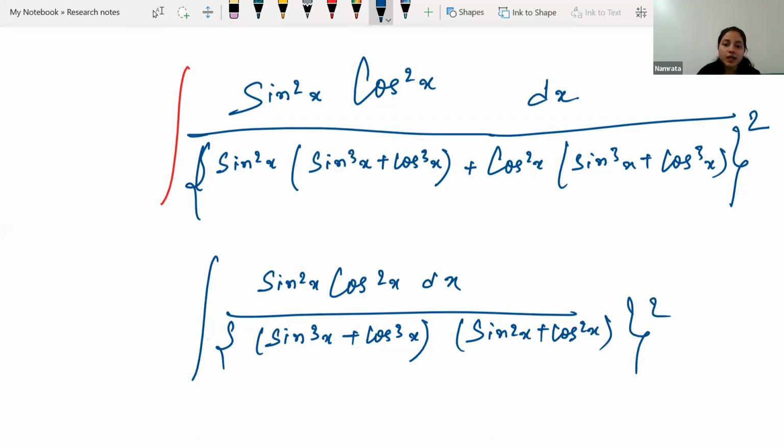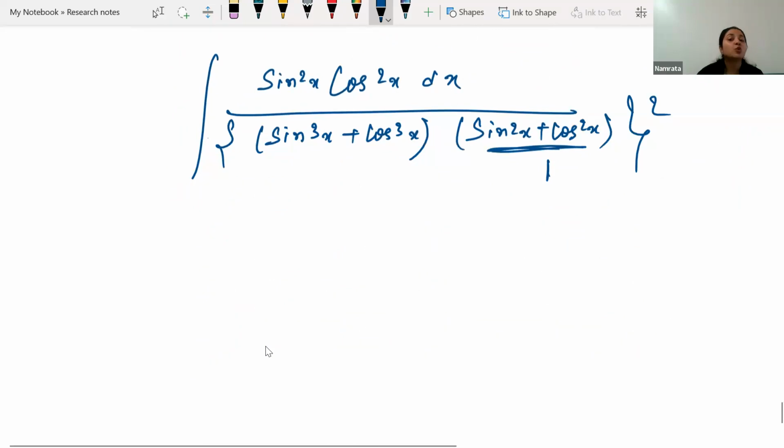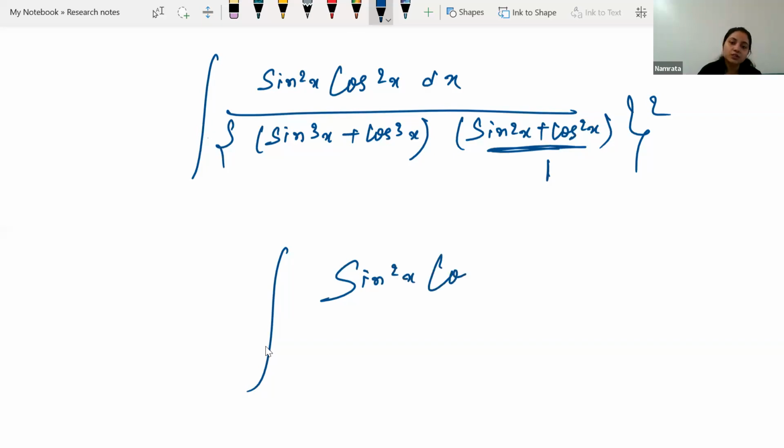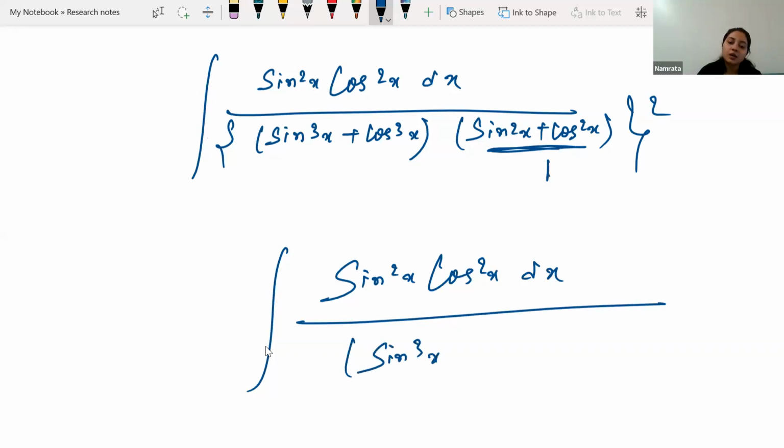We know sin²x + cos²x is 1. So we are just left with sin³x + cos³x, that's whole square in the denominator. So sin²x cos²x dx over the denominator sin³x + cos³x, and that's the square. Now again we will try to do the substitution, because for now we are not getting anything.